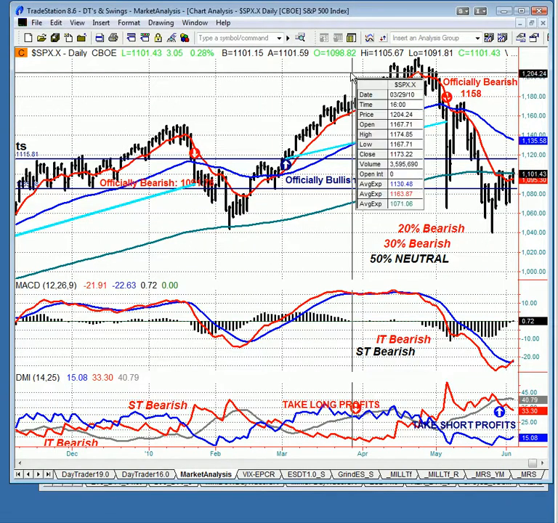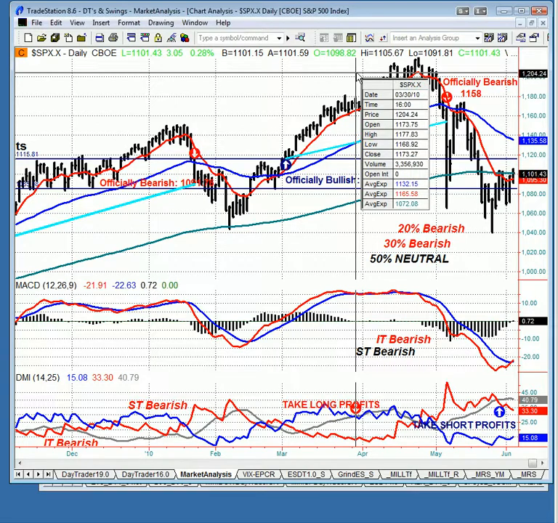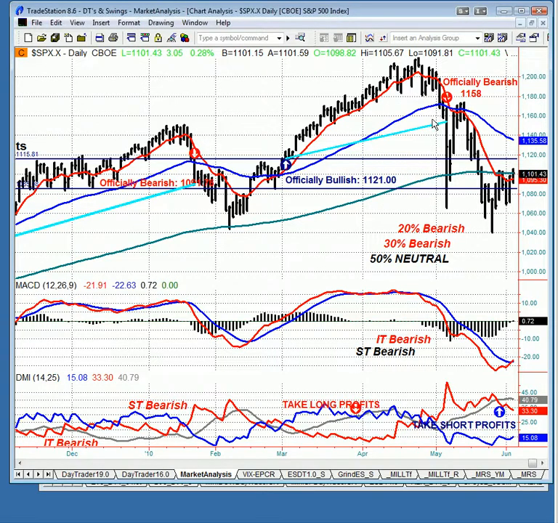In fact, we had take long profits right here around 1173.27. Didn't go to bearish until 1158. So you're looking at another 15 points that you would have saved had you taken that signal and not ridden out the rest of the continuation move. So definitely take short profits is the signal right here at 1089.41. For us, we're going to hold our official bearish stance for now, for the time being.